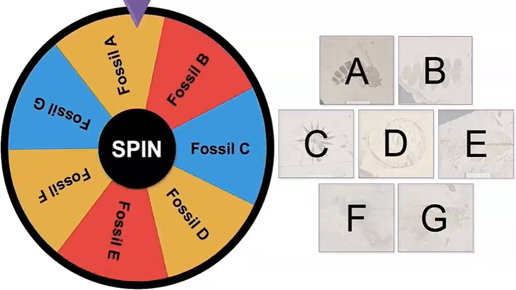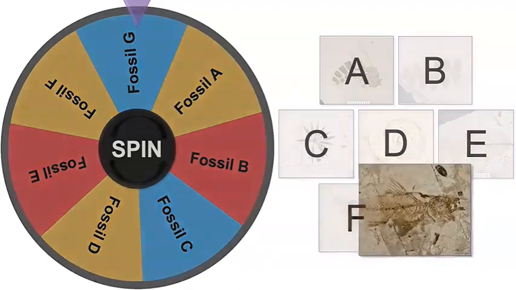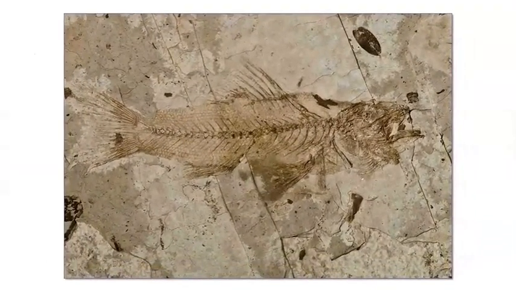Round and round our spinner goes. Where it stops is on G. Let's take a closer look. Here's our first fossil that the wheel chose. What do you notice?